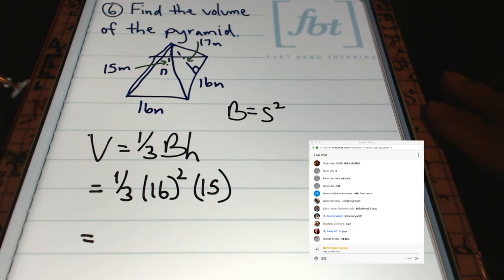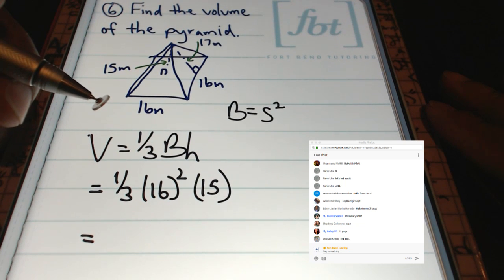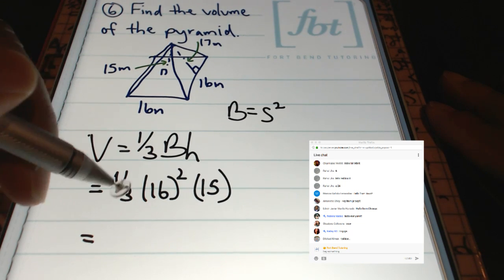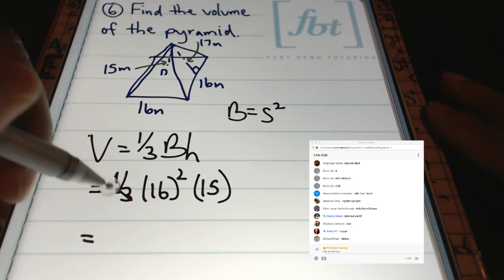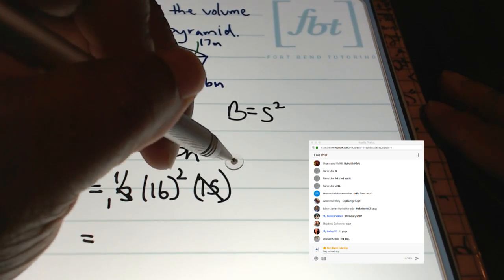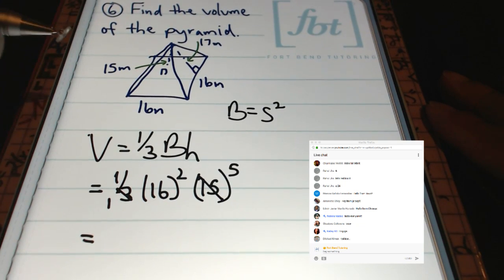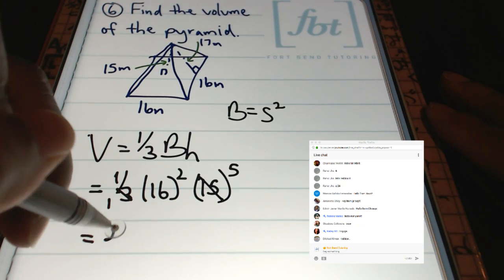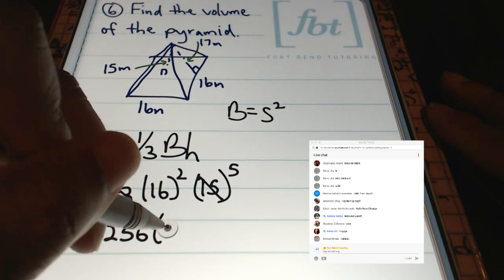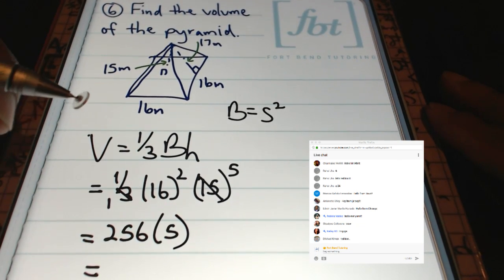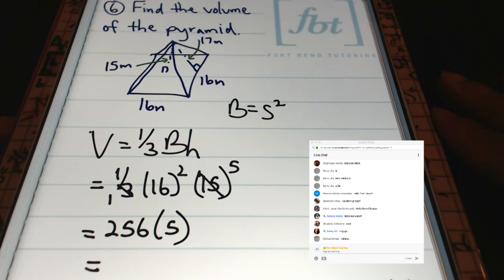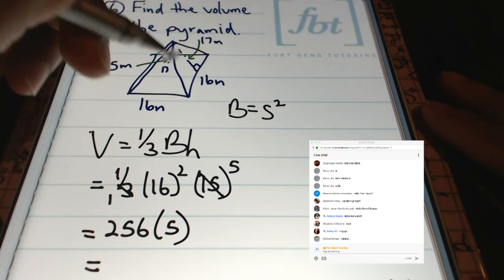Instead, I'm going to be a little lazy in my process, and I'm going to simplify before I multiply. 3 goes into itself once, and 3 goes into 15 5 times. Also, knowing that 16 squared is 256, I'll be multiplying that times 5. I end up multiplying the 256 times 5.